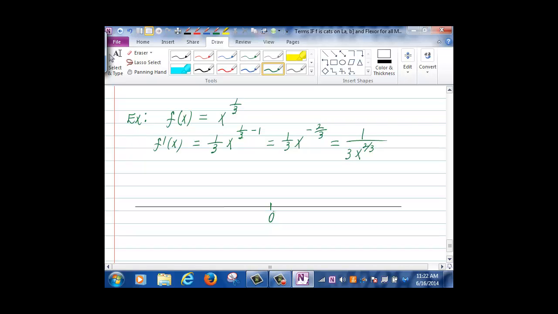Okay. Can you tell me on what intervals this derivative is positive, and on what intervals it is negative? That is, for what values of x is this derivative positive? For what values of x is this derivative negative? The derivative doesn't exist at 0, right? So that's why I wrote that. I plotted the point 0 on the real number line.